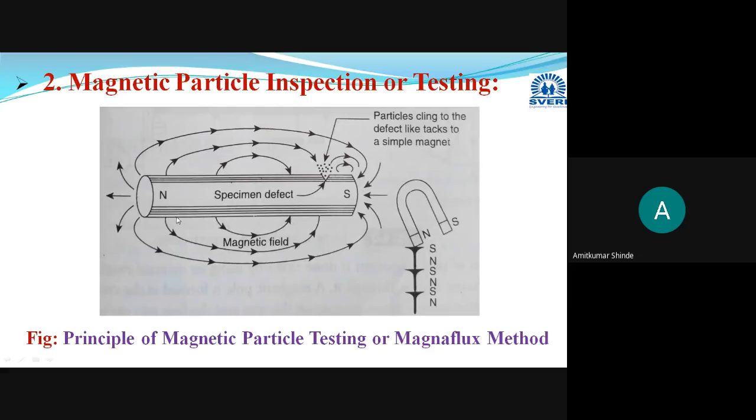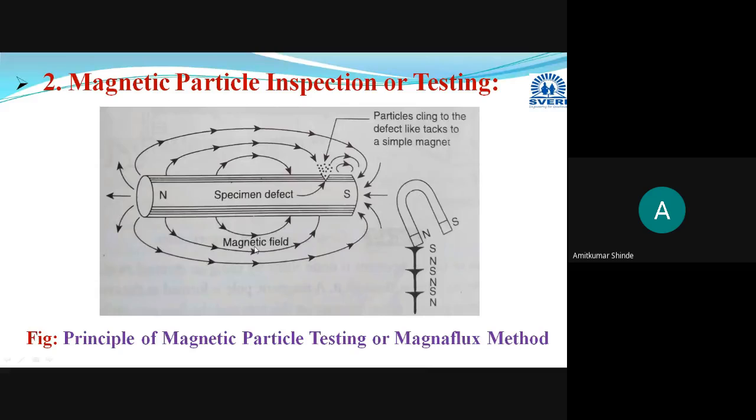This is the magnetic field. Then, if this type of crack is there, the powder will get concentrated here. Okay, so in this way, this is the basic principle of the magnetic particle inspection, or you can say the magnaflux method.